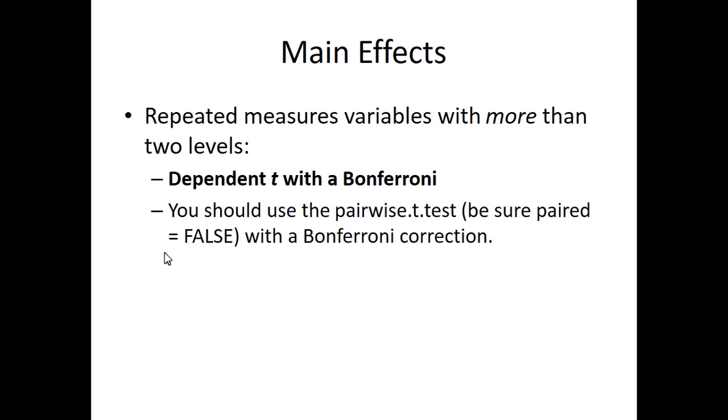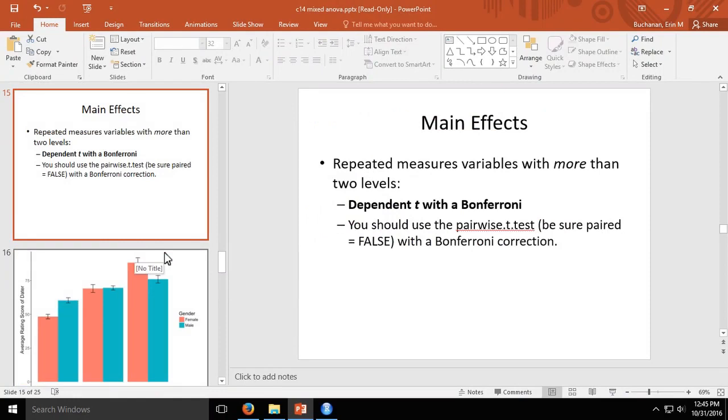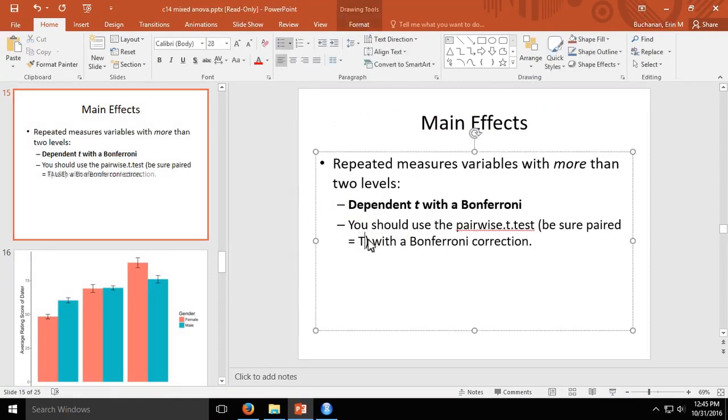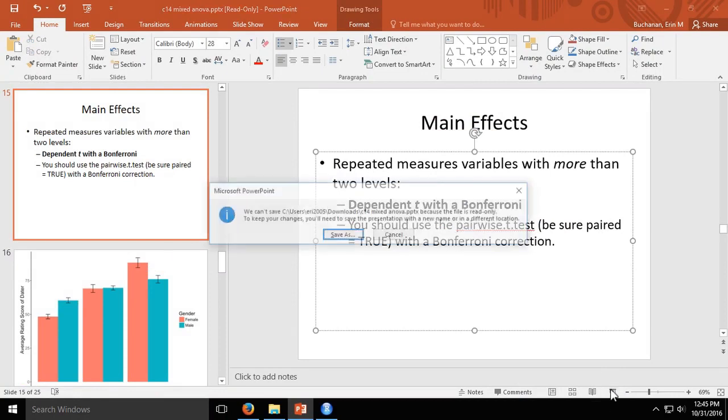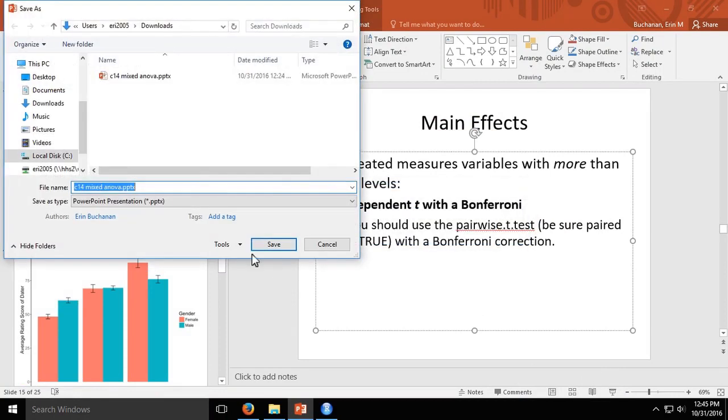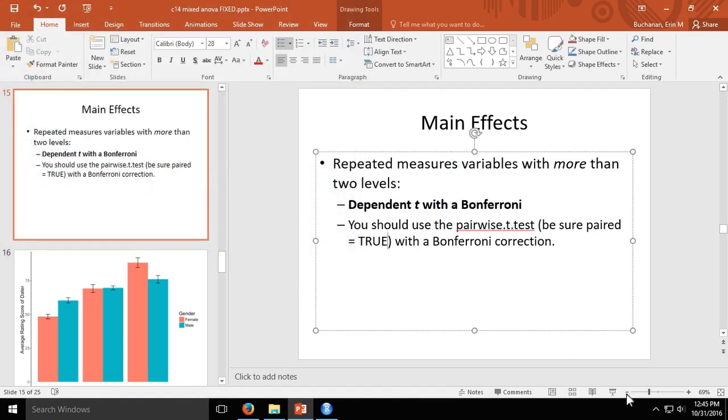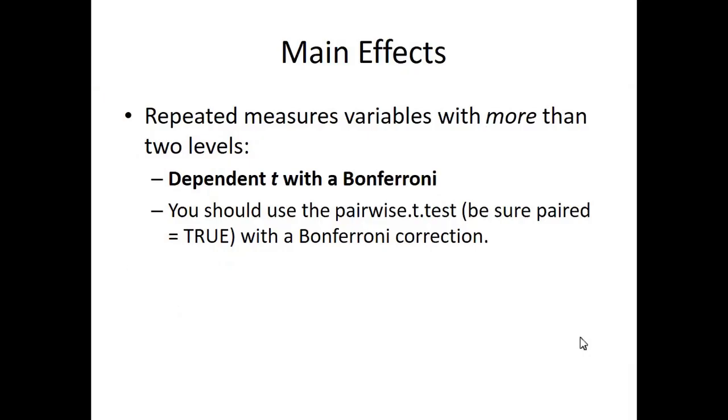For repeated measures variables with more than 2 levels, in this case we would have that. Dependent T. Cutting and pasting, you guys. Be sure paired equals true. I will upload the corrected notes here in a minute. Good grief. Sure, fine. Paired equals true.